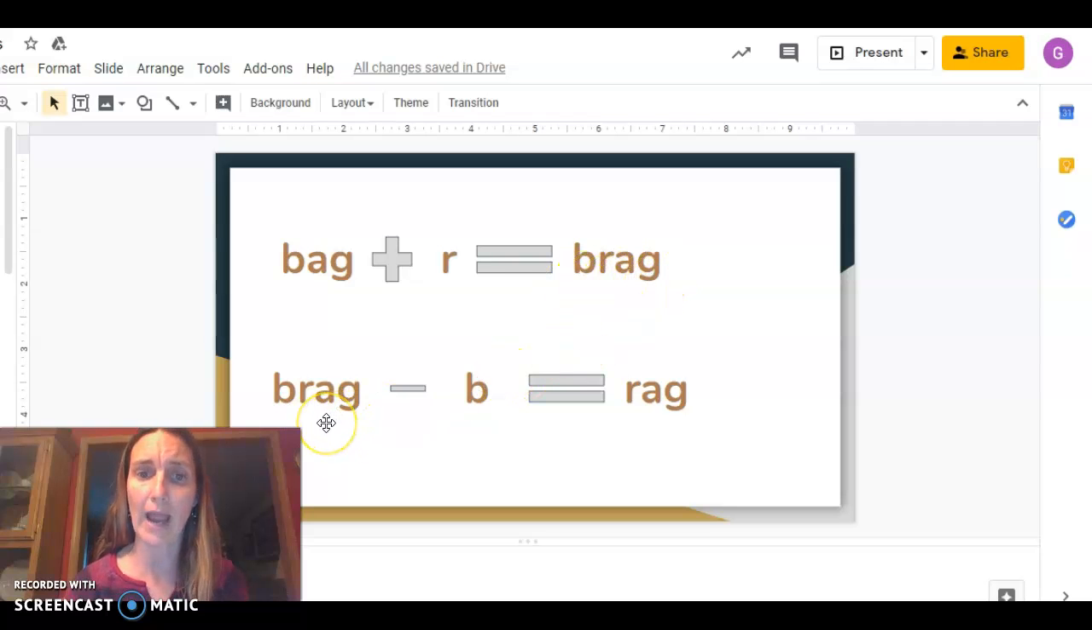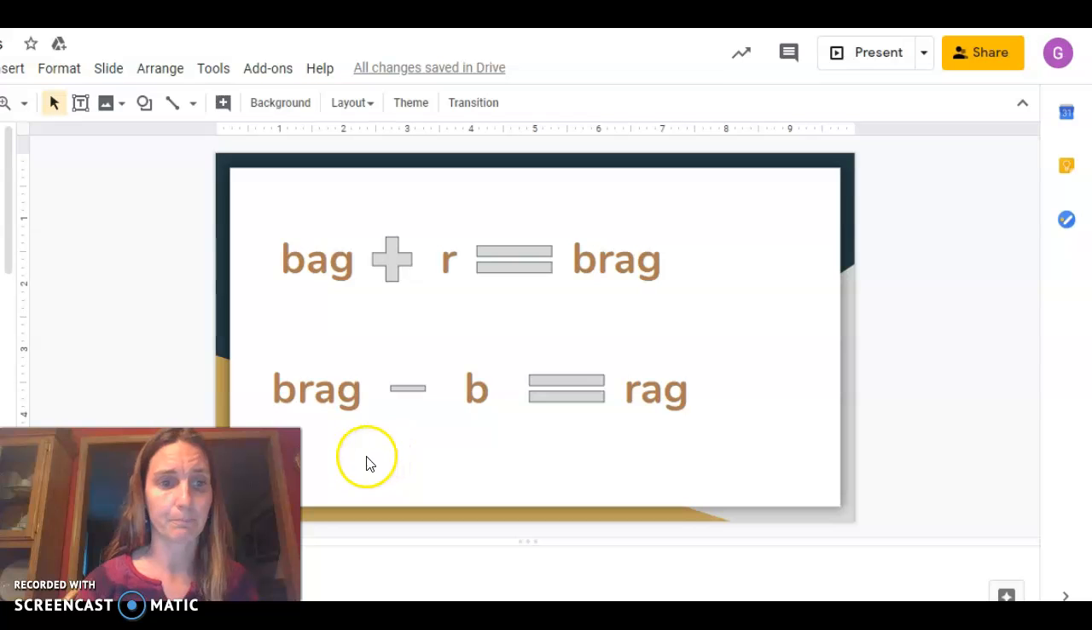I want to take brag and I want to make it say rag. B-r-a-g. Brag. Now I want to make it say rag. Rag. R-a-g. Rag. That sound change is going to happen at the beginning. So we're going to say goodbye to the letter B in brag to make it say rag. Another example of a word chain.